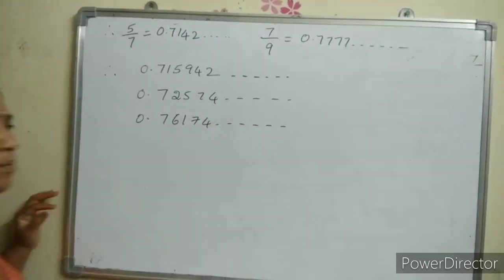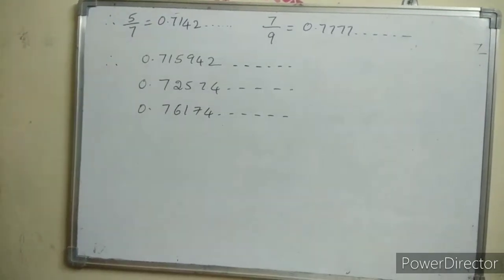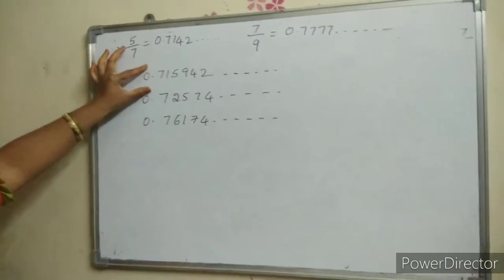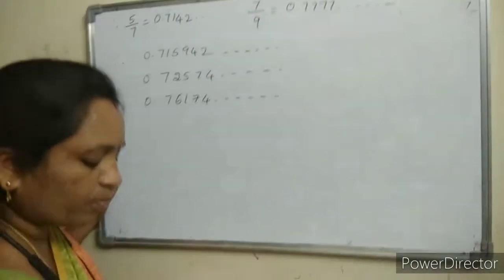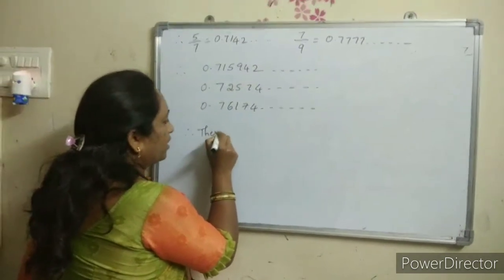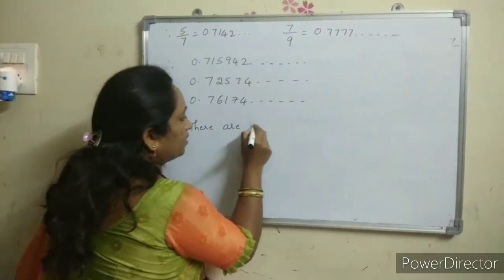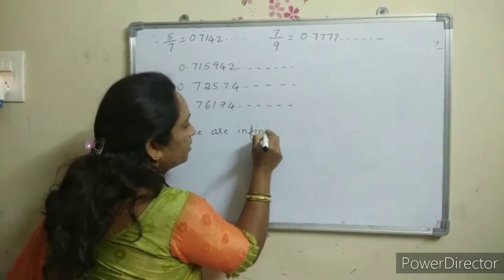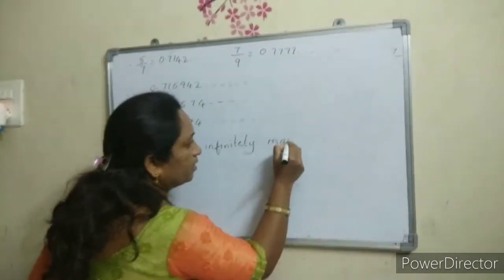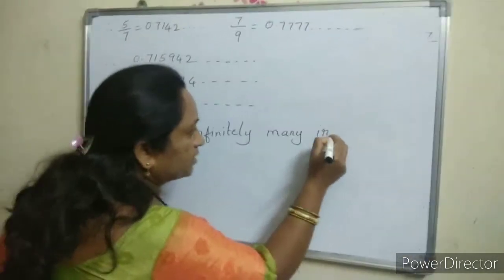Like this you can take many numbers. But he asked only one number to find out. So let us take any one number, and he has asked how many more numbers there may be. Therefore there are infinitely many numbers. Infinitely many irrationals.